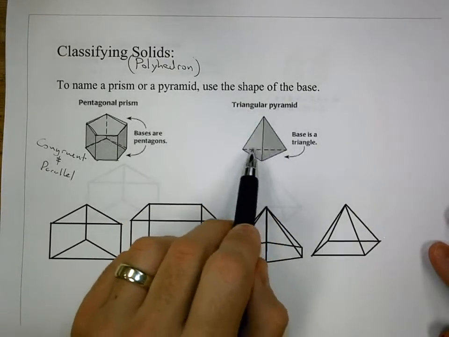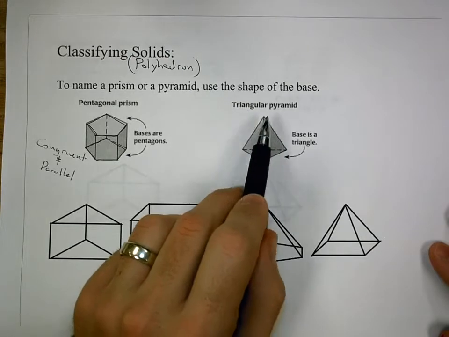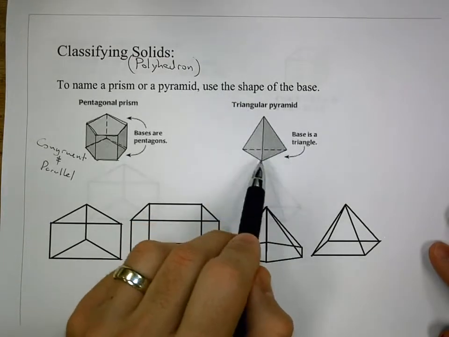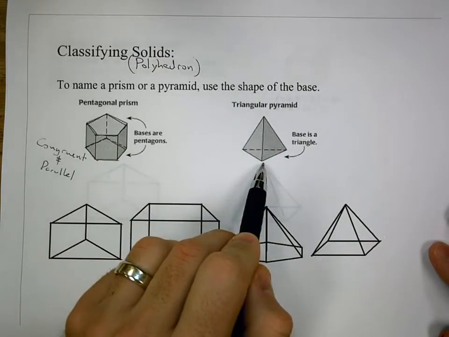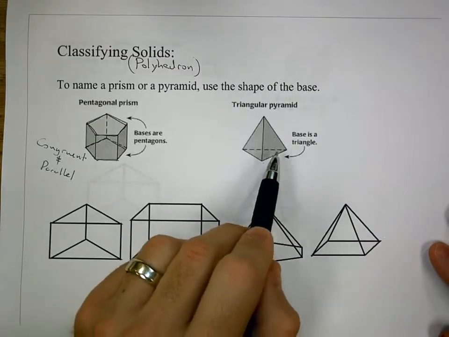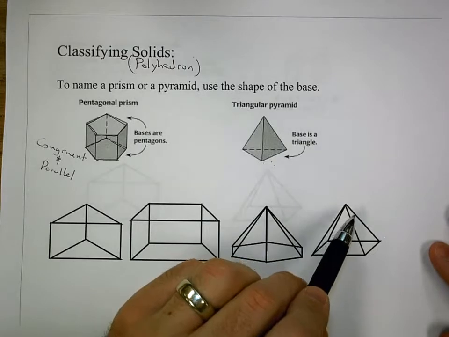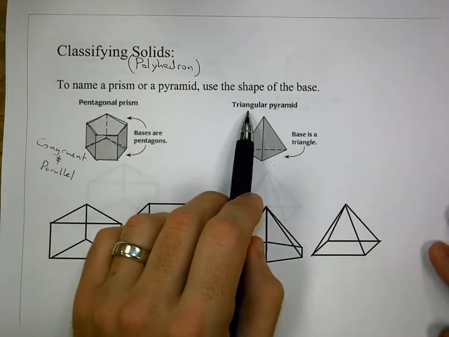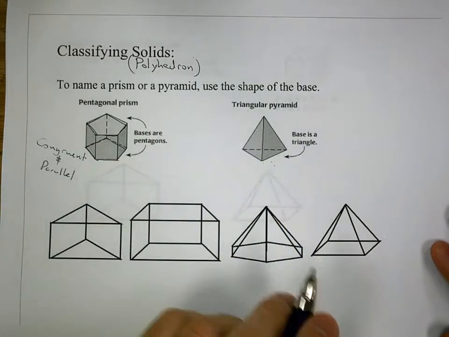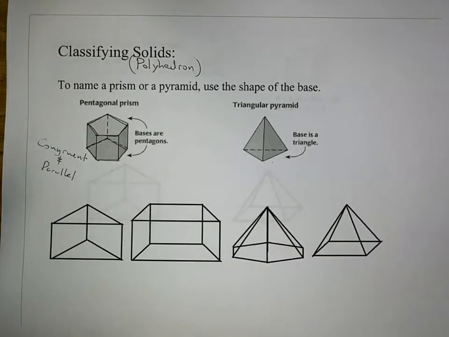Now a pyramid is going to have the flat base on the bottom, and it's going to have the point that each corner or each vertex on that base goes to. This does not have two bases. It just has one, goes to a point, but since it's a triangle on the bottom, we call it a triangular pyramid.